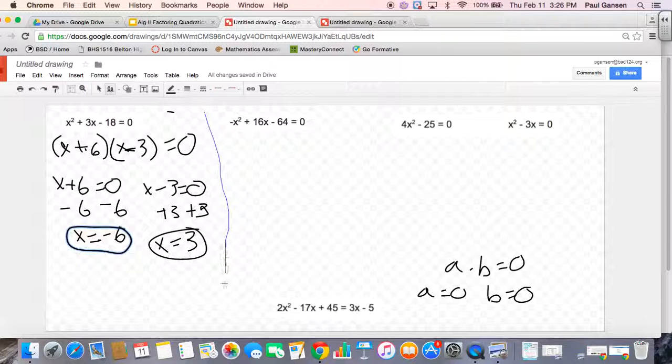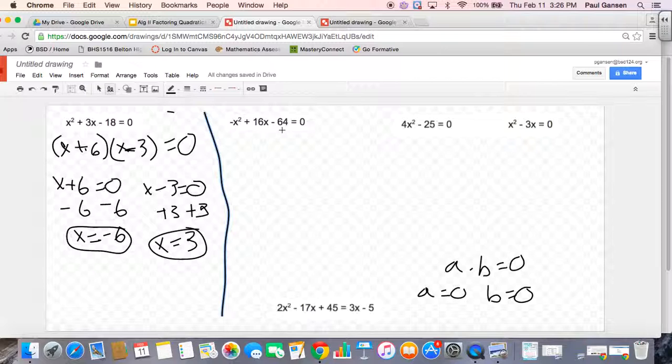Let's do another example. Let's take a look at this next one. In this one, we have negative x squared plus 16x minus 64 equals 0. The thing that makes this a little bit troublesome is we have this negative x squared out in front. Man, I don't like working with negatives. So what we have here is a really cool algebra trick that helps us get rid of that negative, but still work with it and make it ultimately easier to work with.